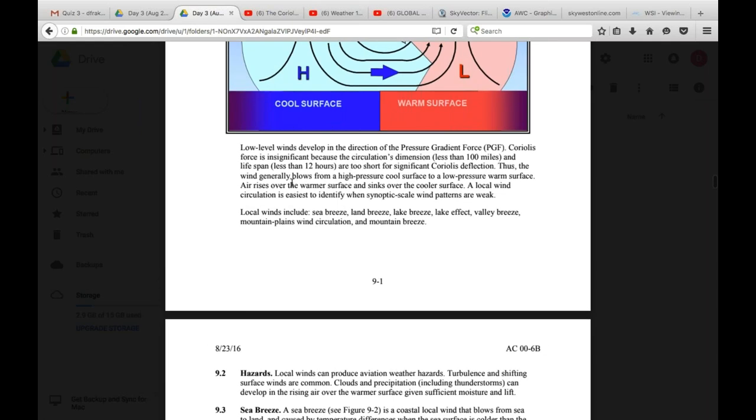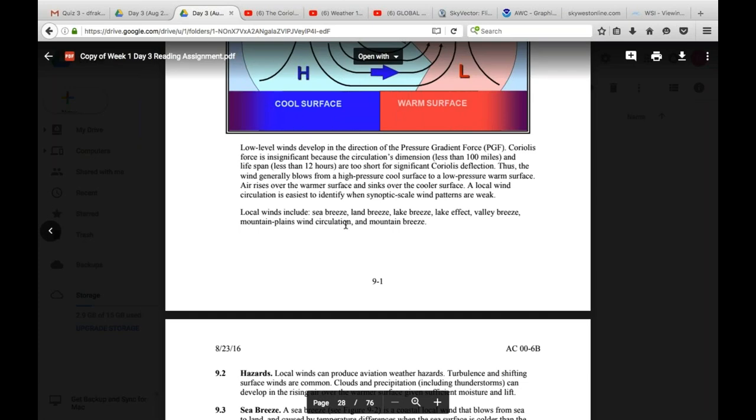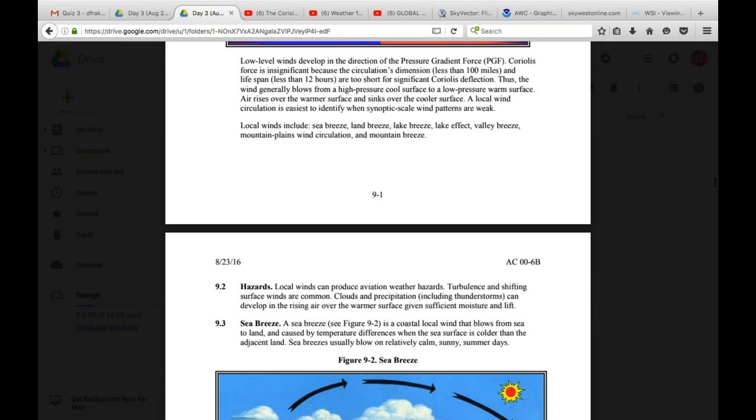So local wind systems would be sea breeze, land breeze, lake effect, valley breeze, mountain-plains wind circulation, and a mountain breeze.